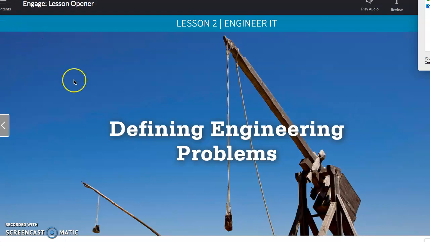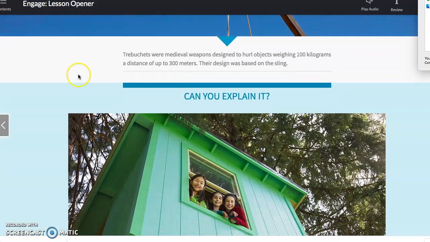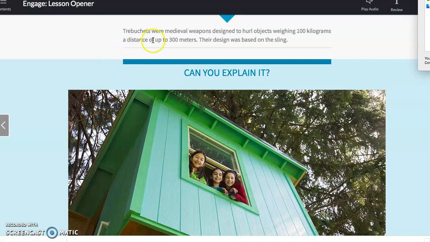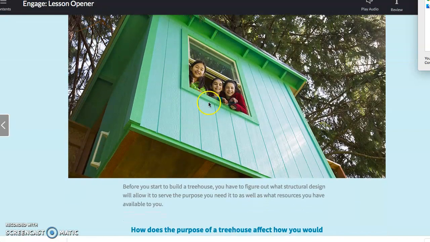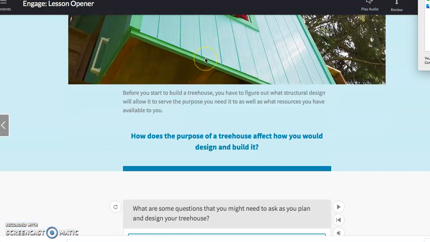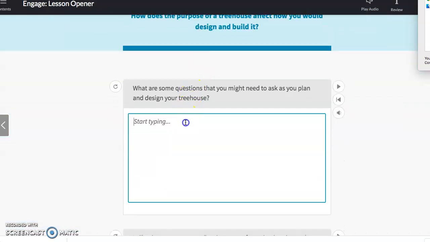Okay, we're on lesson 2 for 6th grade. It's defining an engineering issue. It's talking about how there are different designs that you need to take into consideration when building a tree house, or some questions that you have to ask to design a tree house. Well, how big is the tree?